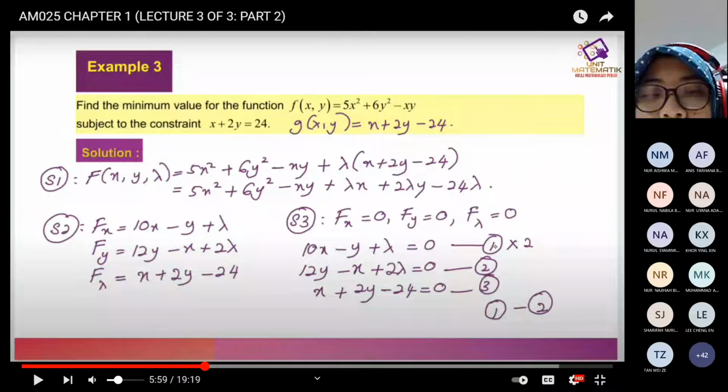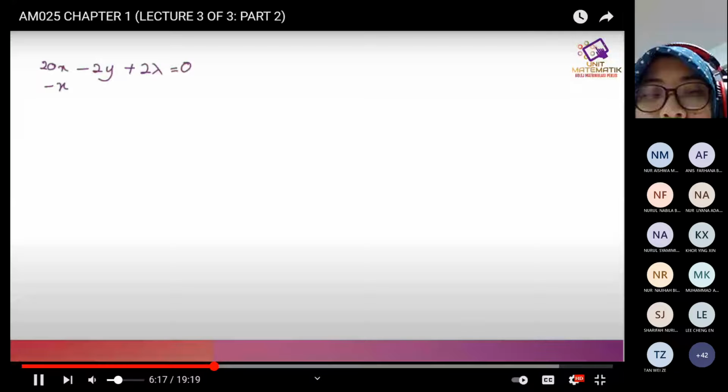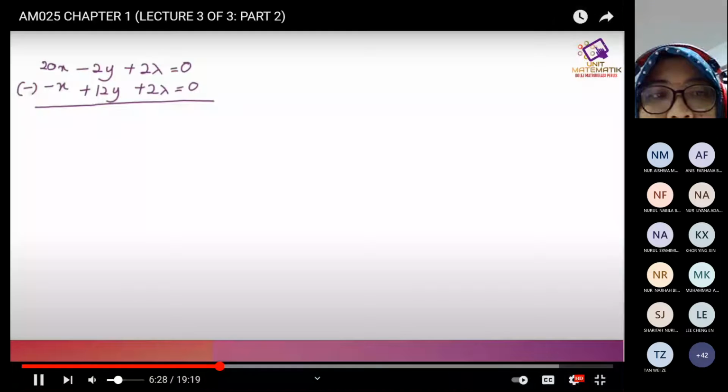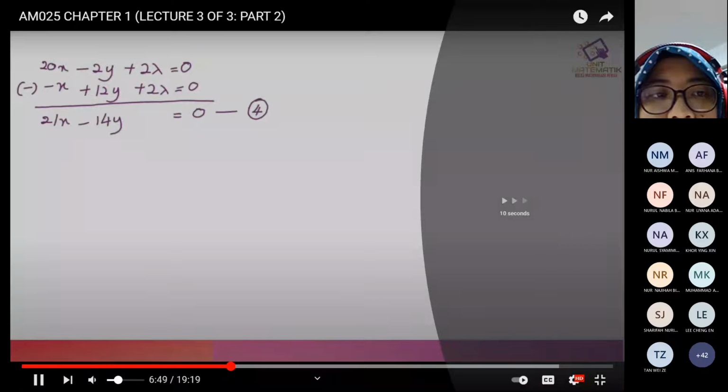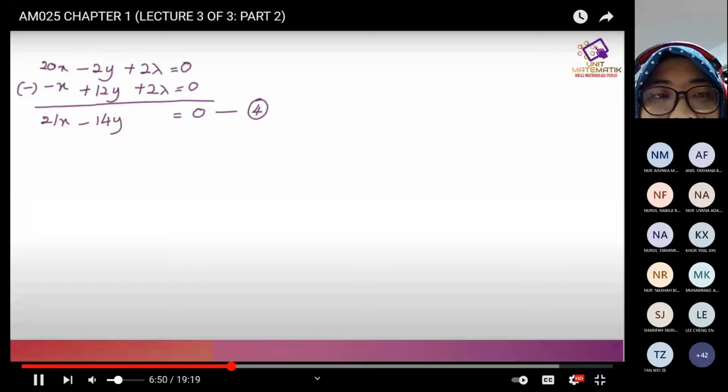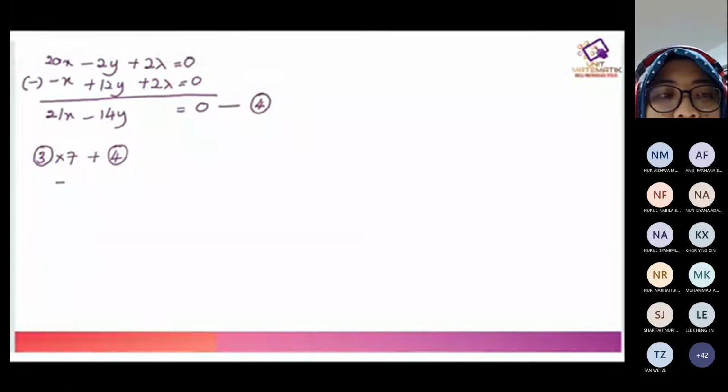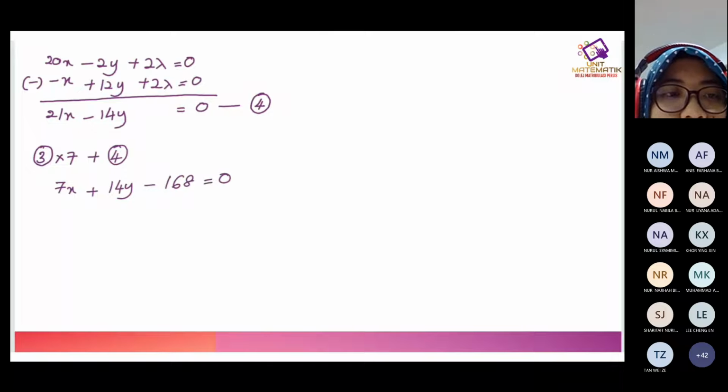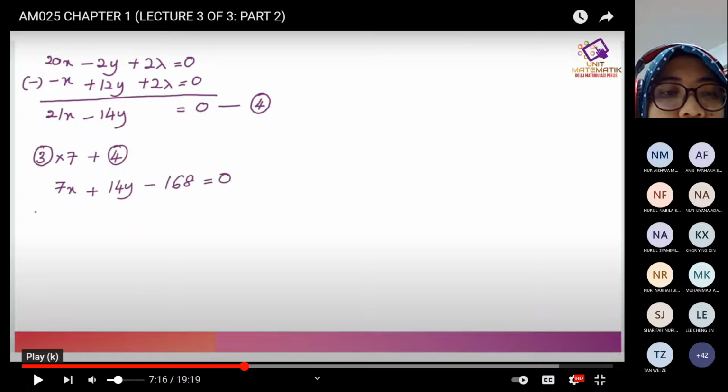Next, from equation 1 times equation 2, negative x minus 14y to eliminate the value. From equation 3 times 7 is 7x plus 14y minus 168 is equal to 0. Okay, so tadi kita dah guna equation 1 and equation 2. Daripada equation 1 and equation 2, kita akan dapat equation 4.